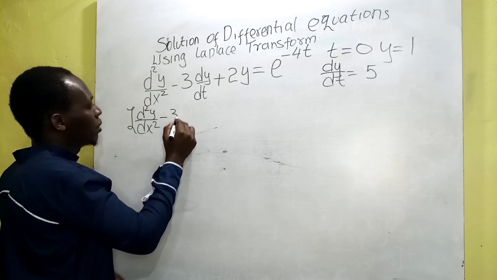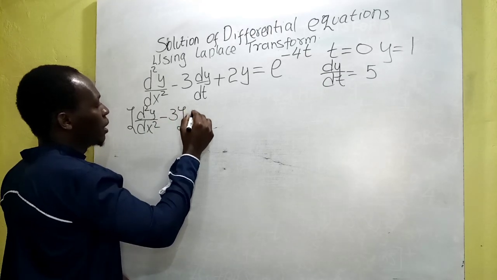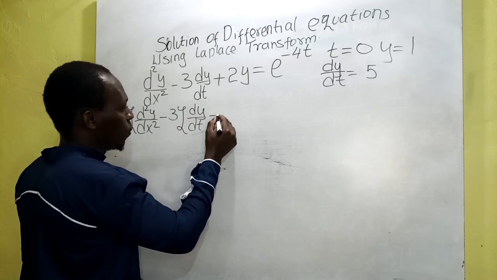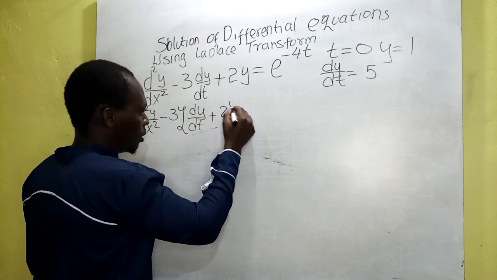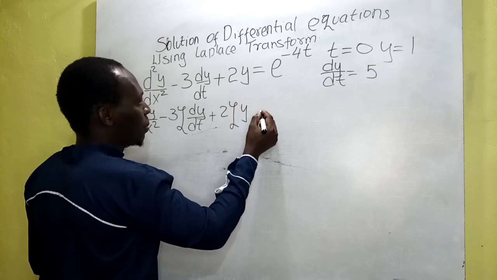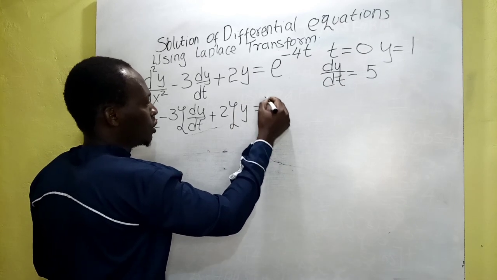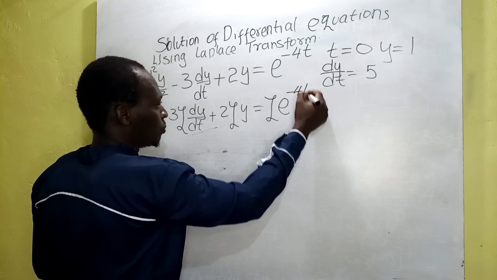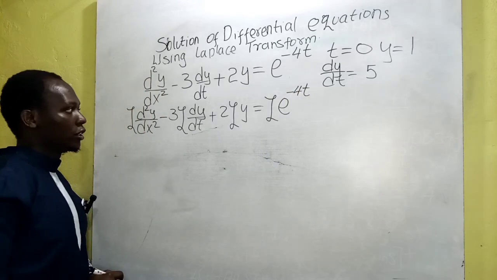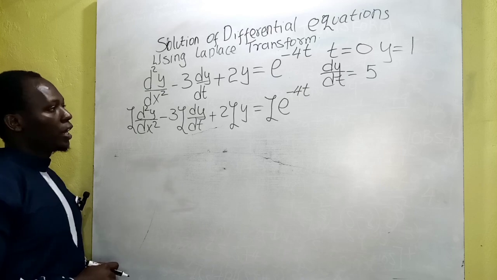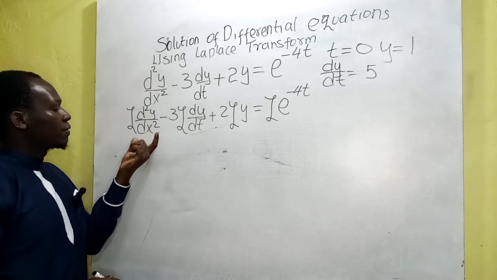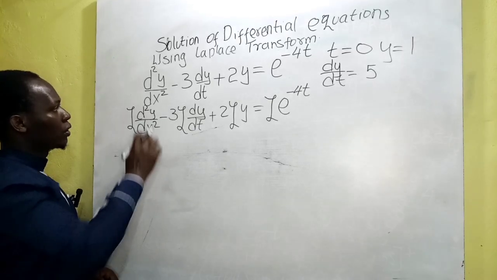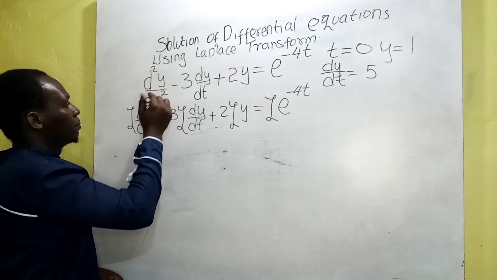We subtract from 3 the Laplace transform of dy with respect to dt. We add to 2 the Laplace transform of y, which is equal to the Laplace transform of exponential negative 4t. From this point, we need to get the Laplace transform of d squared y with respect to dt.